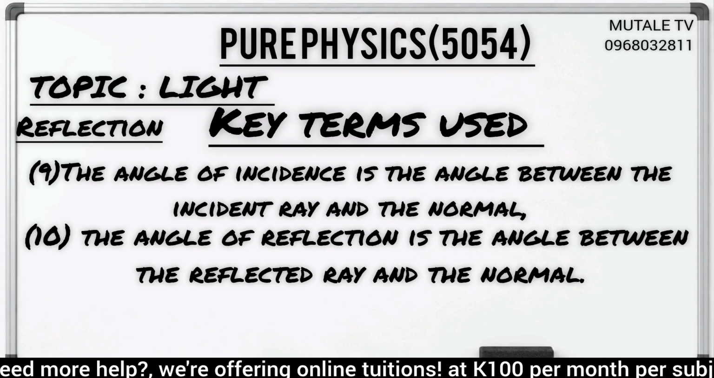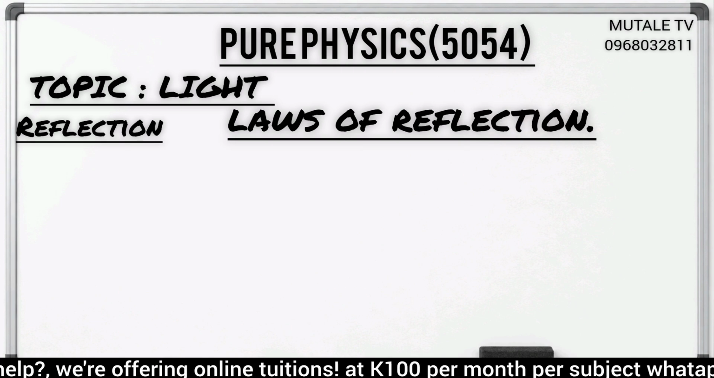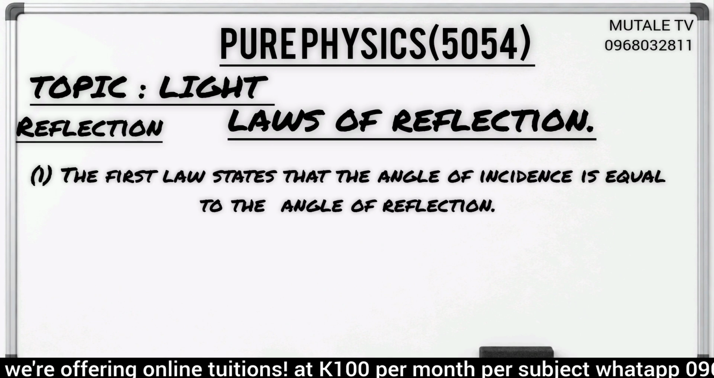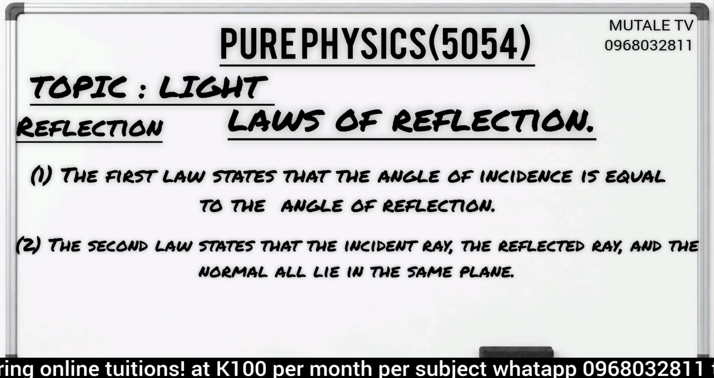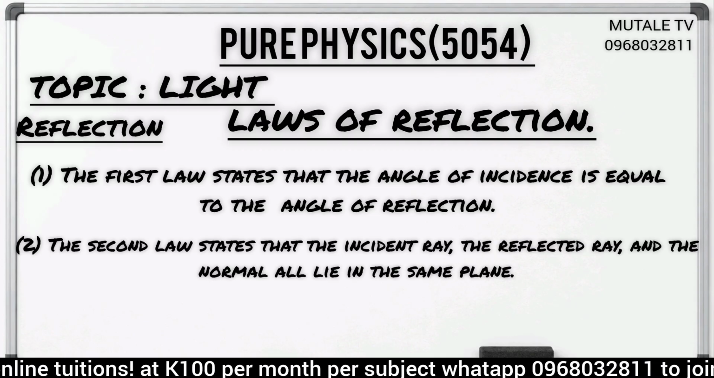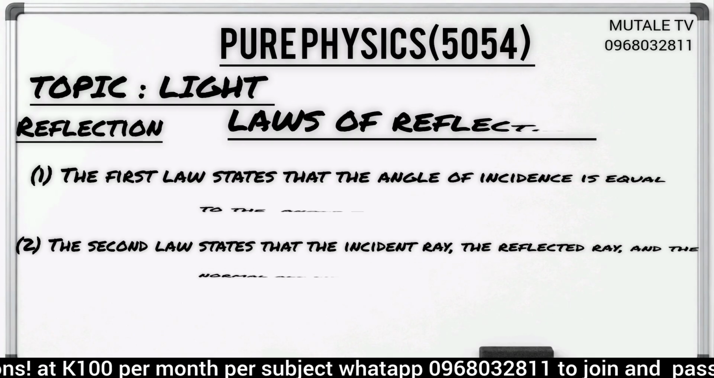So these angles are governed by laws of reflection. So the first law states that the angle of incidence is equal to the angle of reflection. The second law states that the incident ray, the reflected ray, and the normal ray all lie in the same plane. Now let's look at the image formed in a plane mirror.